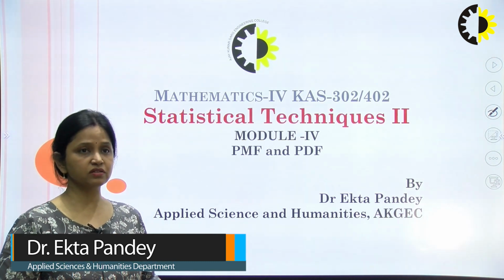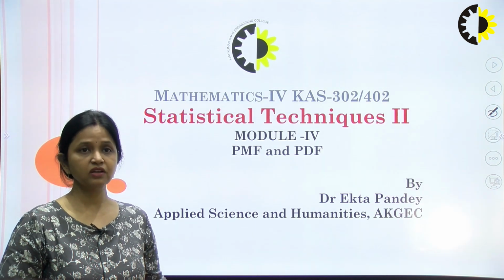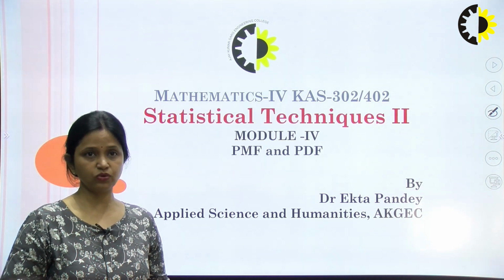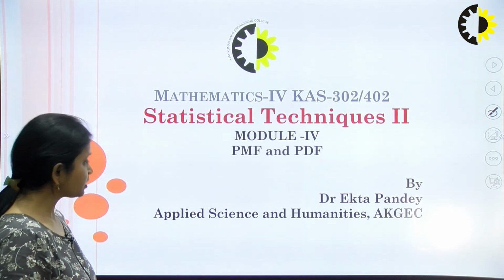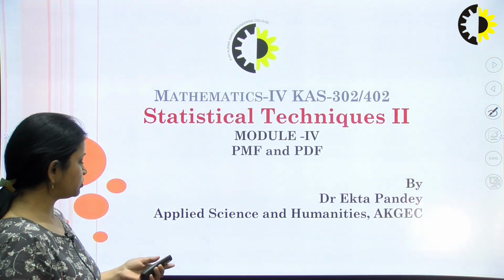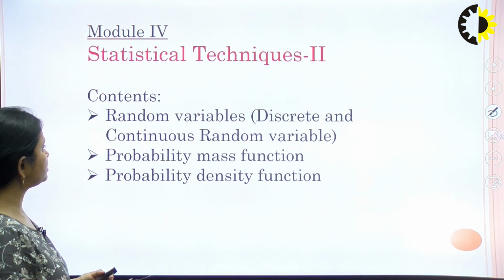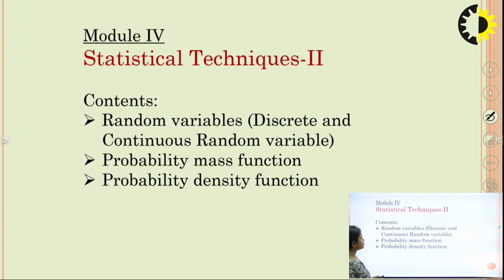Today I am going to discuss a topic, probability mass function and probability density function, from Module 4, Statistical Technique 2, from the course Mathematics 4. In this video lecture, I am going to discuss random variable, which can be a continuous random variable or discrete, and next the probability function of this random variable, which can be a probability mass function or probability density function.